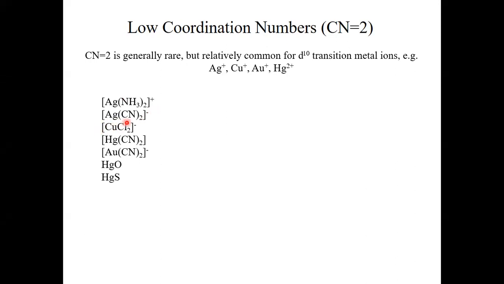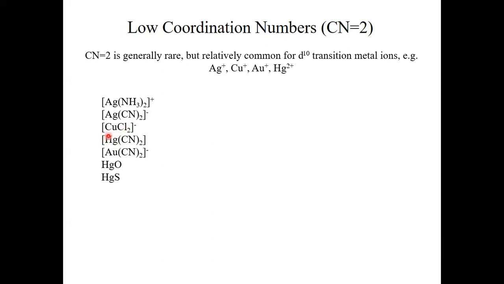So here's an example for a copper complex, CuCl2 minus. We have here copper in the oxidation state +1. We have a copper(I) ion, which is coordinated by 2 chloro ligands in a linear fashion.